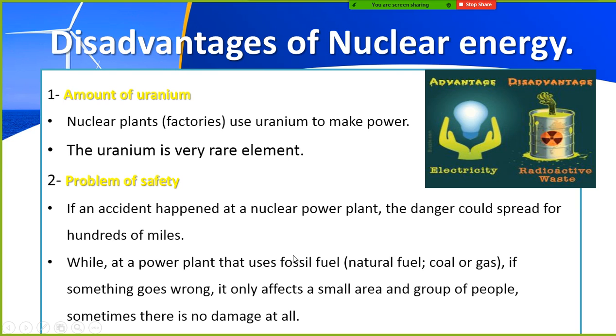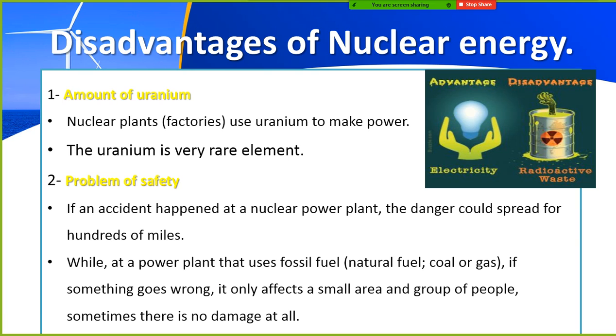While if we talked about a power plant that uses fossil fuels, which is natural fuel like coal or gas, if something goes wrong there, it only affects a small area and the group of people around it, and sometimes there is no damage at all. So the problem here is not pollution. The problem is what? Safety. The problem is safety.